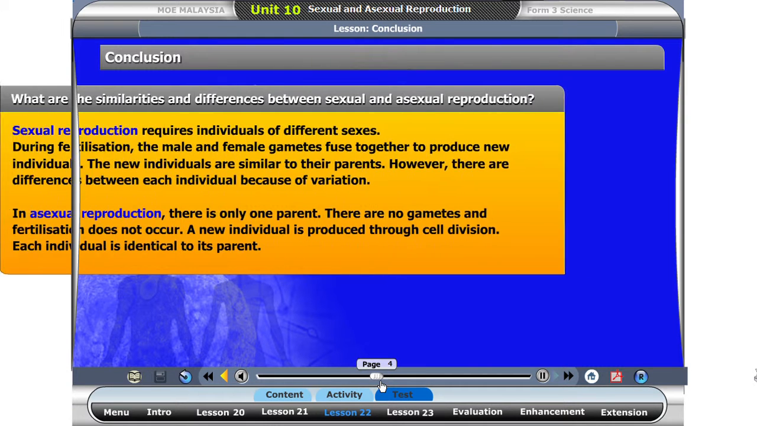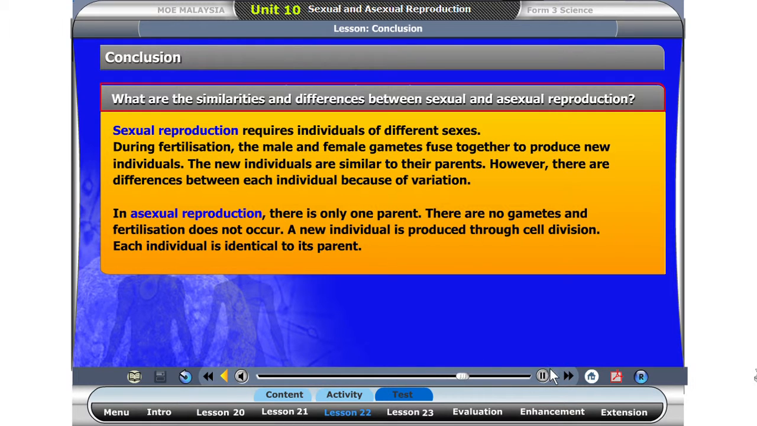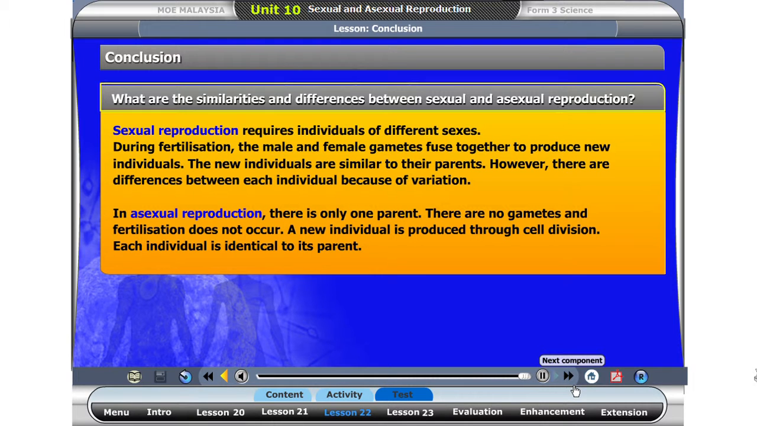The sexual reproduction requires individuals of different sexes. During fertilization, the male and female gametes fuse together to produce new individuals. The new individuals are similar to their parents. However, there are differences between each individual because of variation. In asexual reproduction, there is only one parent. There are no gametes and fertilization does not occur. A new individual is produced through cell division. Each individual is identical to its parent.